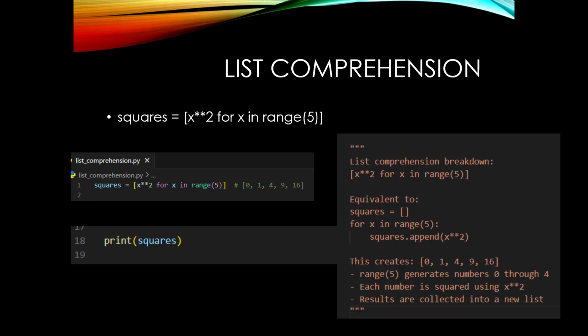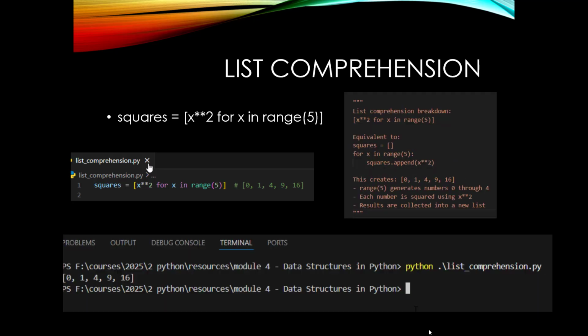Next, let's take a look at list comprehension. A powerful one-liner syntax. Let's create a variable squares equals x squared for x in range(5). Range 5 you already know. So this x will loop from 0 to 4 and it will give x squared. So now if you print the squares, what do you think the output will be? It will be 0, 1, 4, 9, 16.